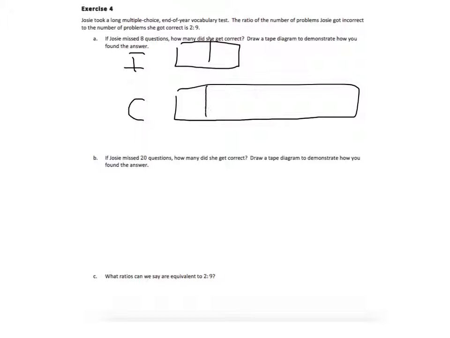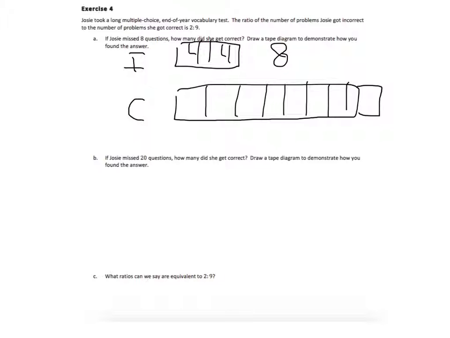And I have 1, 2, 3, 4, 5, 6, 7, 8. To add one more on for 9. There we go. We have our 9. Now, if Josie missed 8 questions, how many did she get correct? Well, we have 2 boxes in our tape for the 8 questions. So how much would each box be? Well, that must mean there is 4 in each box, giving us the 8 questions she missed or got wrong.